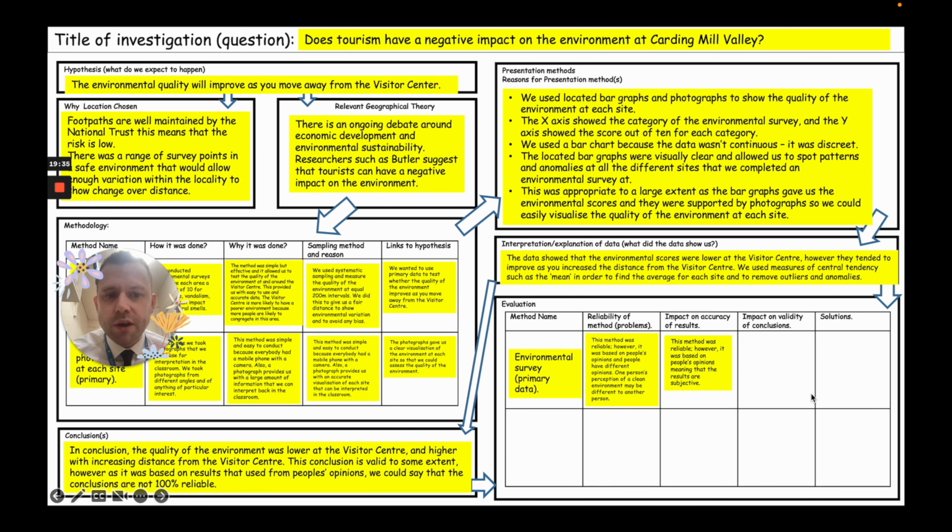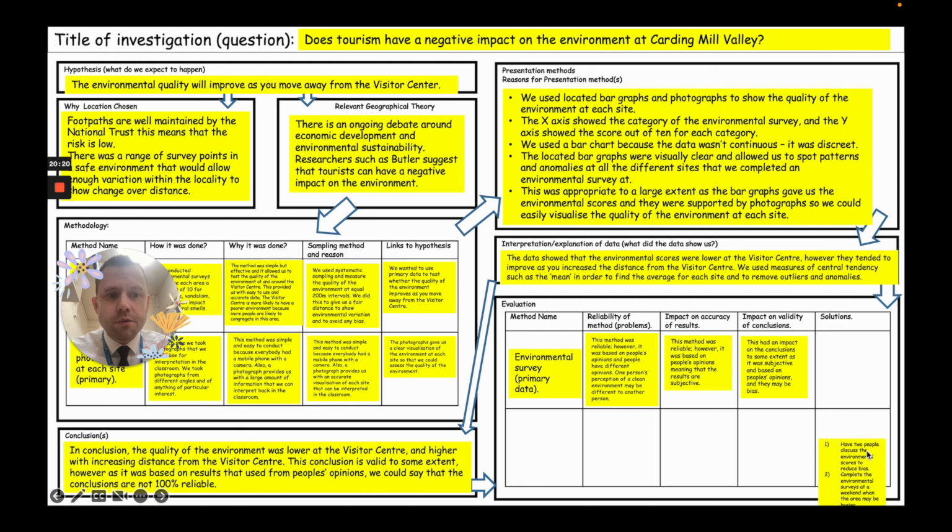Then, impacts on accuracy of results. I've put, this method was reliable. However, it was based on people's opinions, meaning the results are subjective. Brilliant word. Subjective basically means subjective to what they believe. Alright, and as we know, humans' opinions are all different. Impact on validity of conclusions. So, I have written, this had an impact on the conclusions to some extent, as it was subjective and based on people's opinions, and they may be biased. So the idea of their opinion being correct is bias.